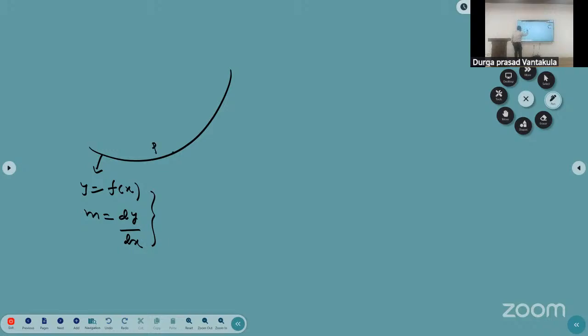What is this point? P, x1. What is this line? Excellent, tangent. What is the equation of this tangent? y minus y1 equal to m into x minus x1, because this tangent is passing through which points? x1 and y1. And the normal line, what is the normal line? The normal line is a line which is perpendicular to the tangent line.